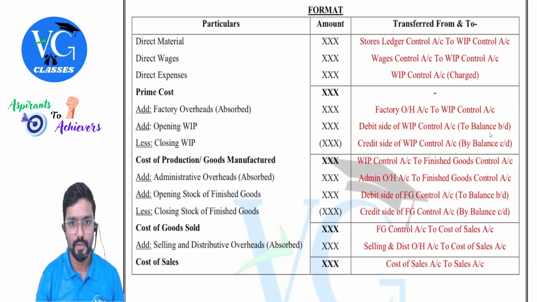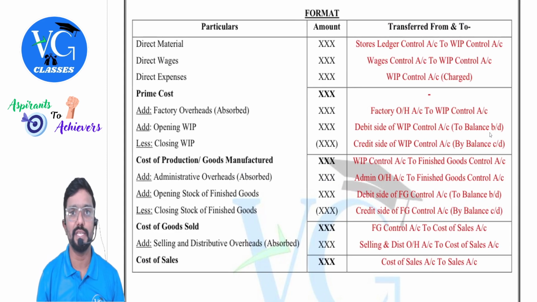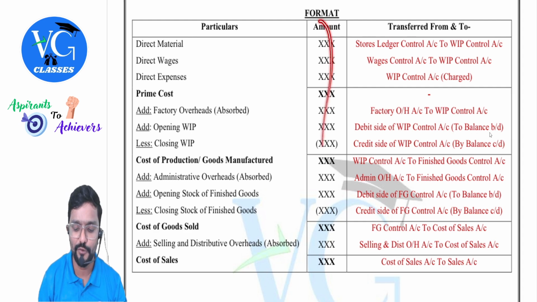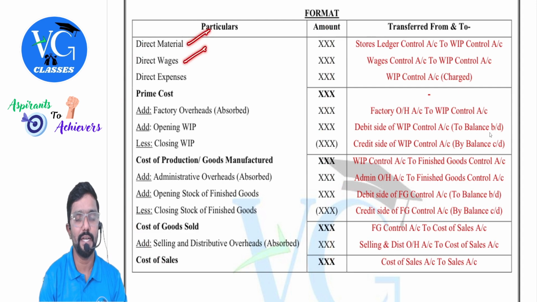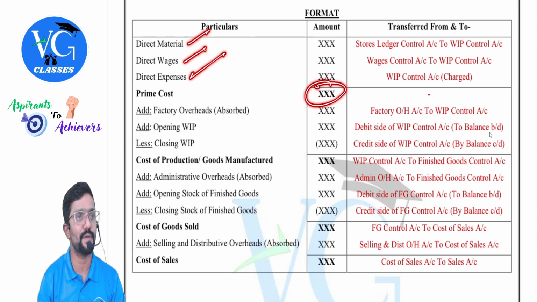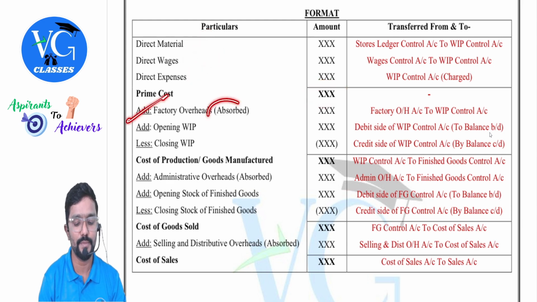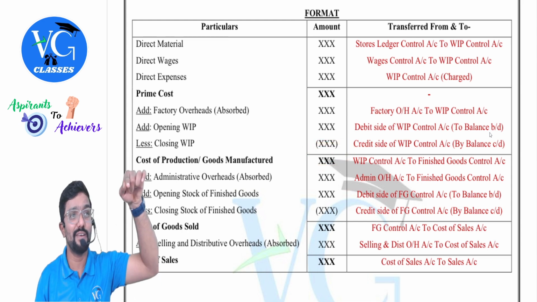So this is the format for the cost accounting system, with minor changes. What are those? First, only focus on this side. Direct material plus direct wages plus, if at all there is any, other direct expenses. What is it? Prime cost. Then plus factory overhead absorbed, plus opening WIP minus closing WIP, will give you what? COP. There it was factory cost, correct?